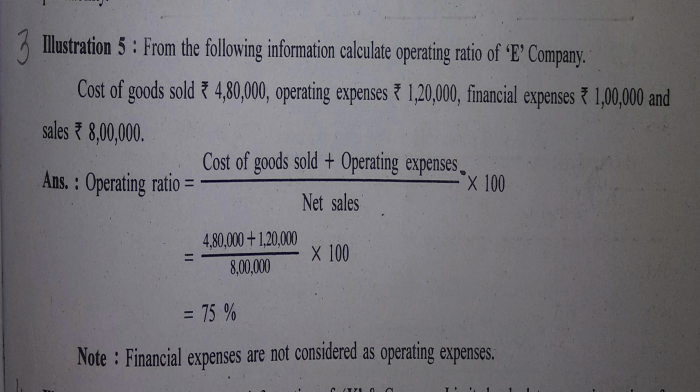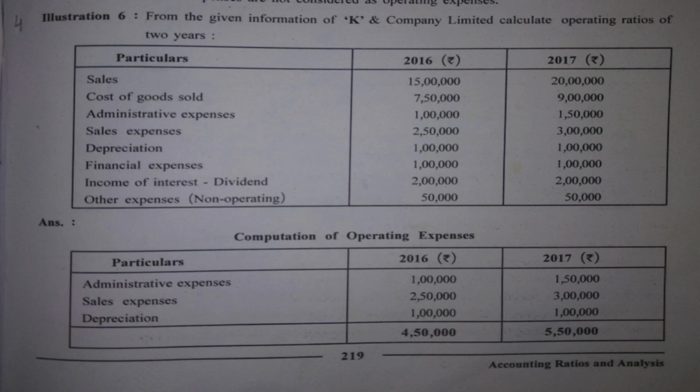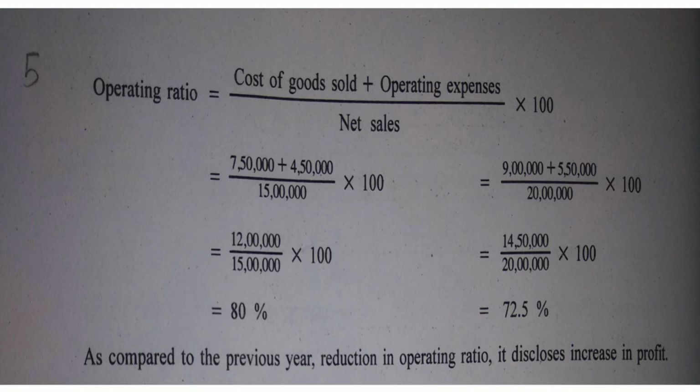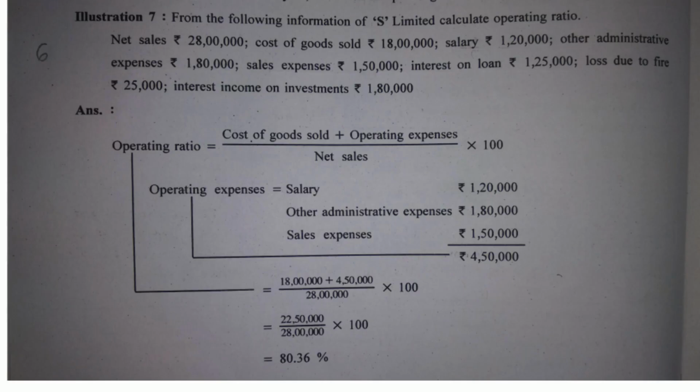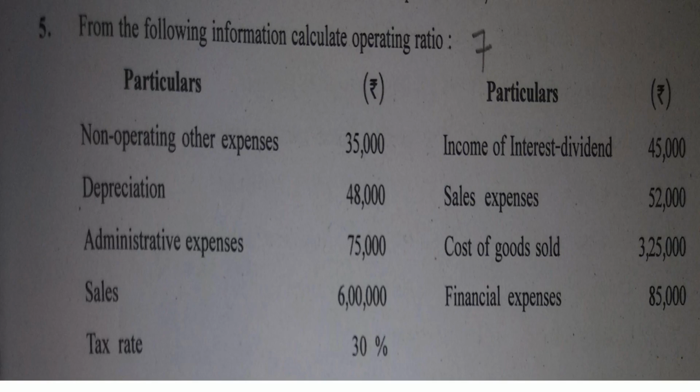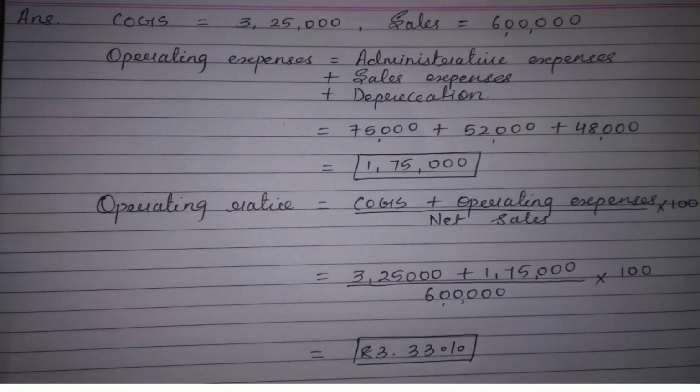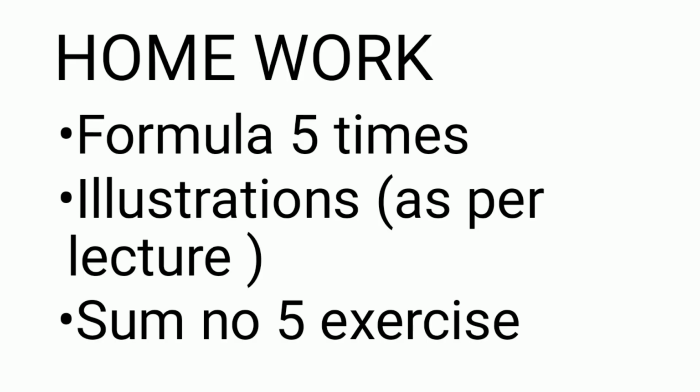Based on that, we have solved illustration 5, extremely easy and simple. Further, illustration 6, consisting of the data of 2 years. Then illustration 7, and finally a sum related to operating ratio from the exercise. And this is the solution of that sum. And this is your homework for today.